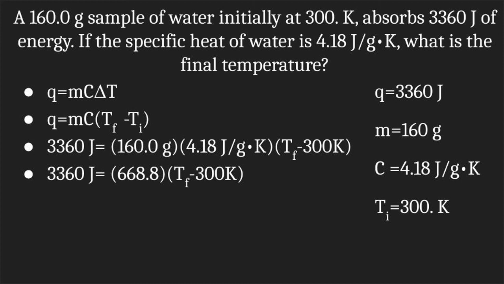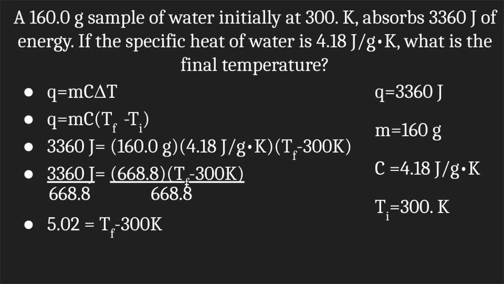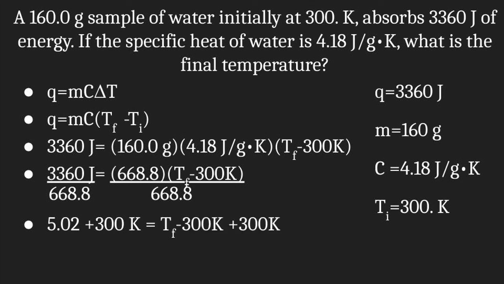We want to get that parentheses with the T final minus 300 by itself. So we're going to divide both sides by 668.8, and that gives us that 5.02 equals T final minus 300. The last thing to do to get T final by itself is to add 300 to both sides. This gives us that the final temperature was 305 Kelvin, and that is our final answer to the correct amount of significant figures.